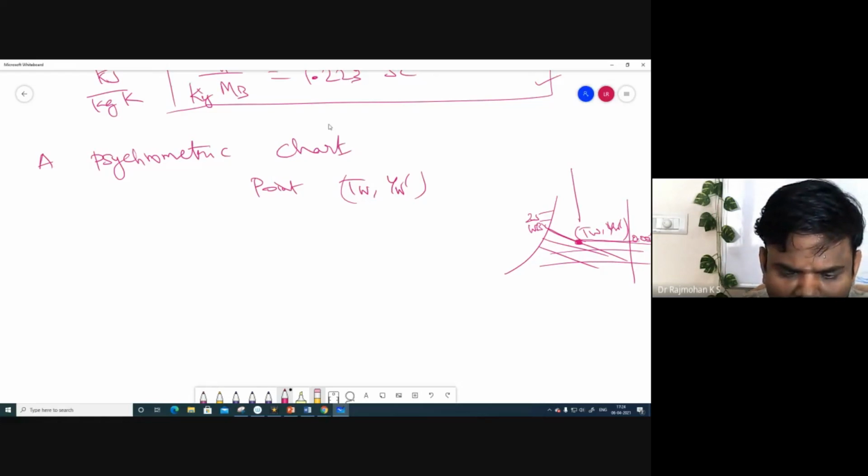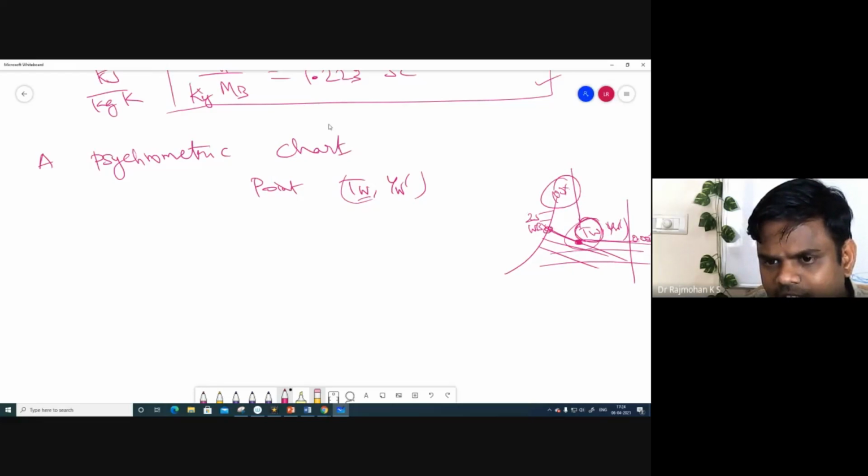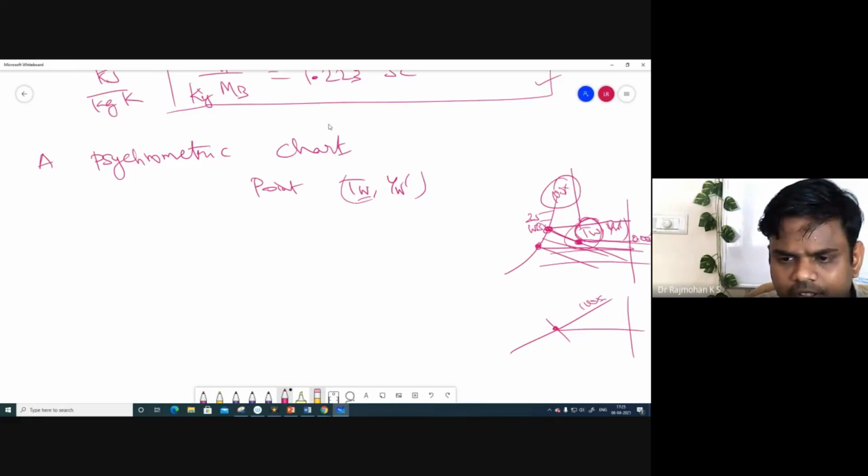This point will not lie somewhere here, it will lie on the 100% saturation line, because we know that the wet bulb temperature is saturated, right? So it will not fall here, it will fall on this 100% line only. So directly we can get the corresponding humidity from the 100% line. If you know the wet bulb temperature, the value on the y-axis will give us the absolute humidity YW dash corresponding to the wet bulb temperature. This point lies on the 100% saturation line.